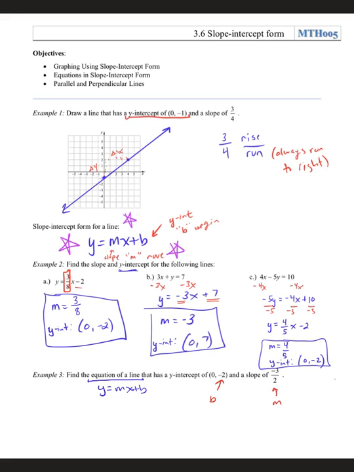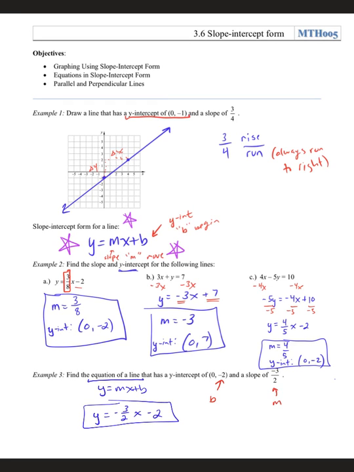We know that's going to be y equals mx plus b. Has a y-intercept of 0, -2. We know that is going to be our b, and a slope of -3 over 2, which is our m. So we're simply going to substitute in our b and our m into our slope-intercept form. So y equals -3 over 2x plus our b, which is -2, so just -2.